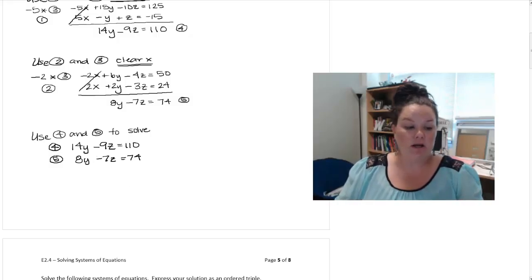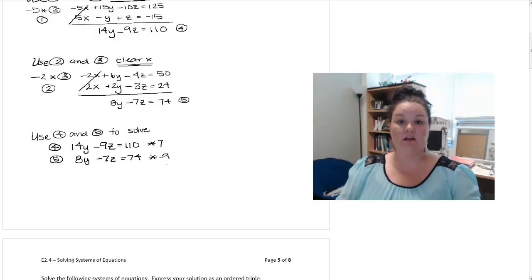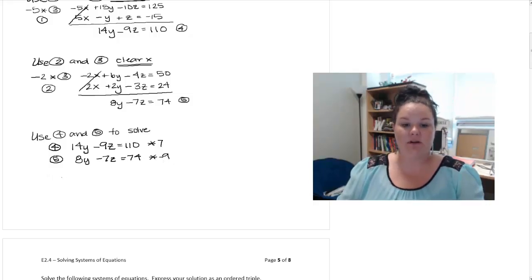So the top one, I'm going to go ahead and just leave that one negative. So I'm going to multiply by a positive 7. Because if I multiply by a positive 7, that will give me the negative 63. Which means on the second equation, I need to multiply by not only a 9, but a negative 9. So it will change that into a positive 63. Okay, so I'm going to go ahead and write out.